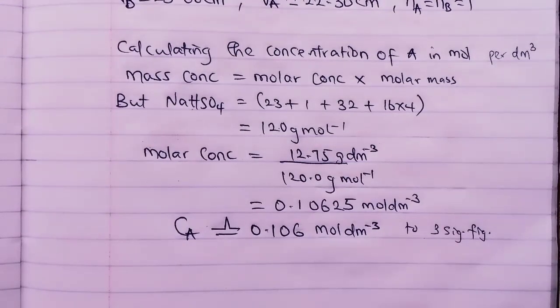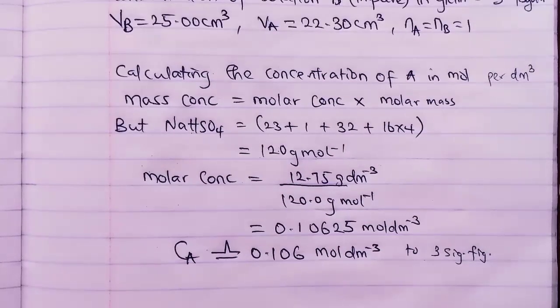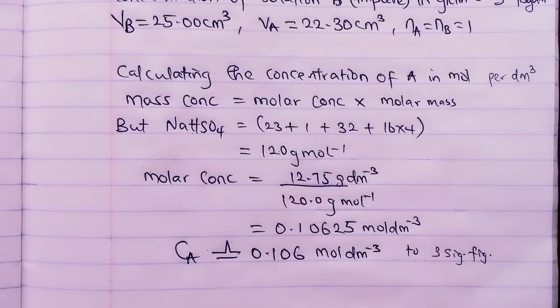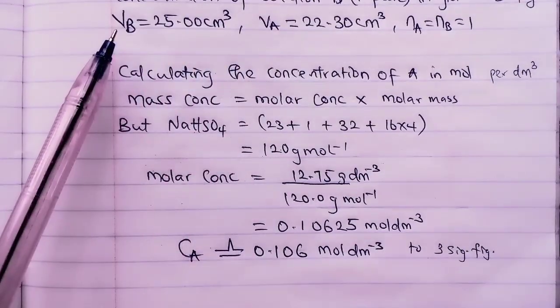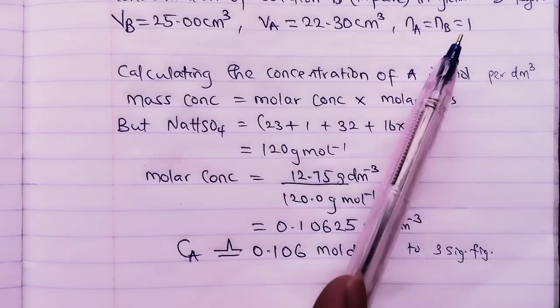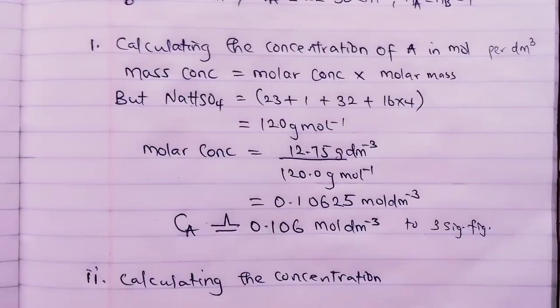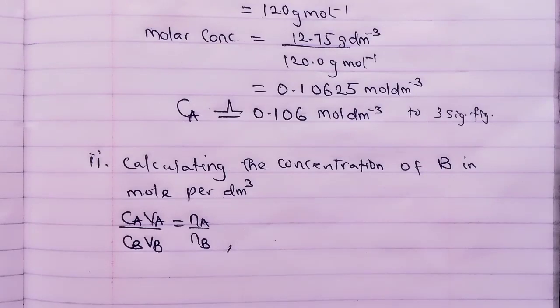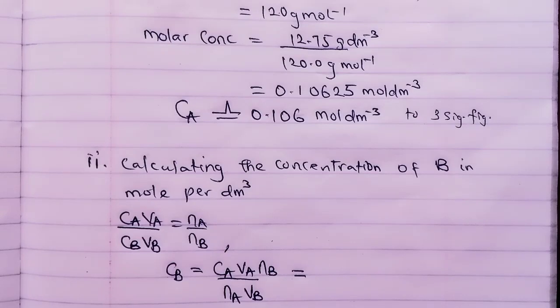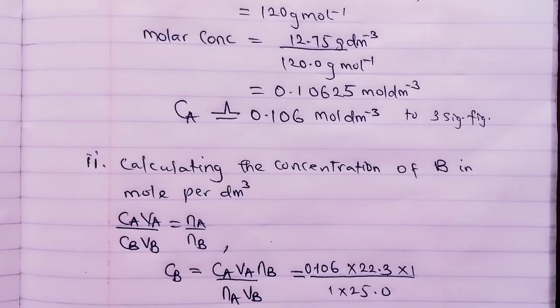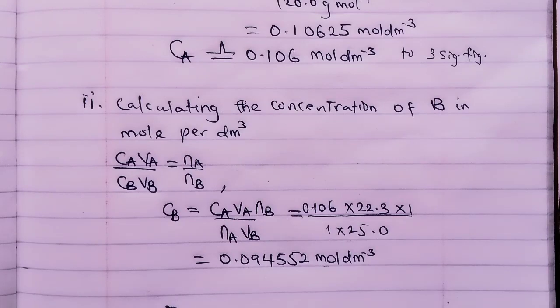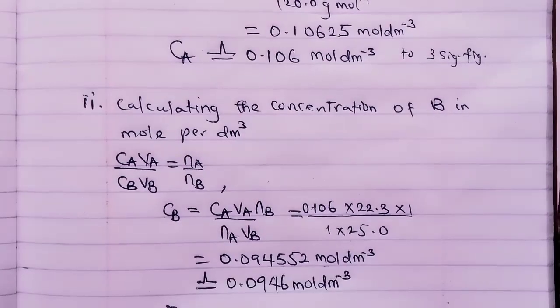The second question asks us to calculate the concentration of B in mole per dm cube. Now, we have gotten Ca, we have also gotten Va, we also know Vb, we know Na and Nb, but we don't know Cb, and that is what they asked us to get here. Therefore, we are going to make use of the formula CAVA over CBVB equals NA over NB. If we make Cb the subject of the formula and substitute the values, leaving the answer to 3 significant figures, we will have the result.